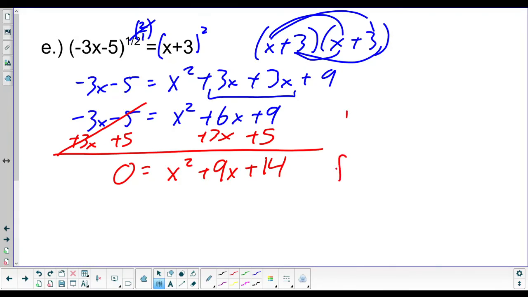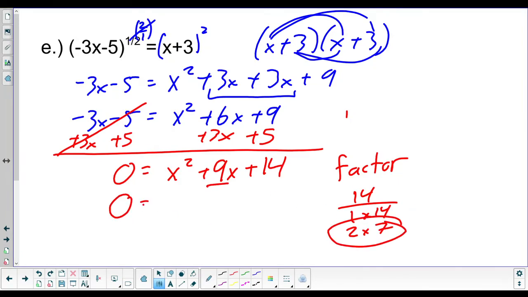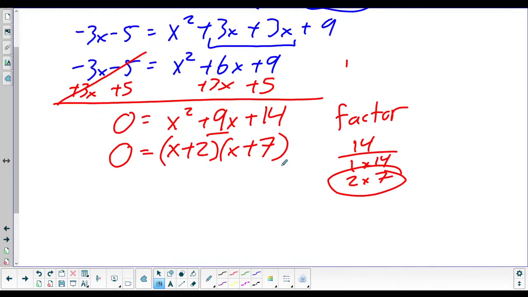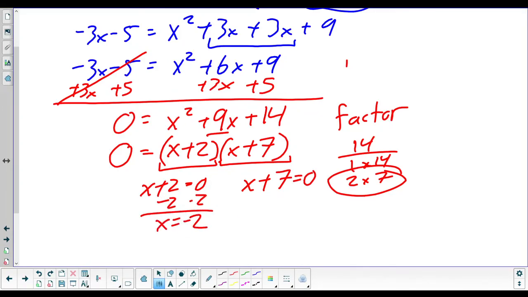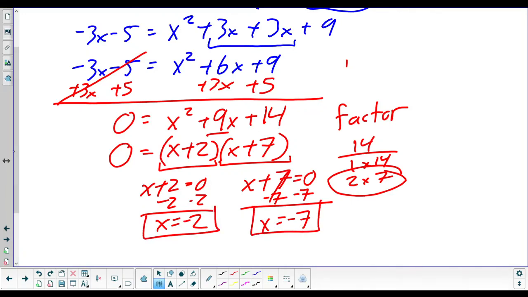And now we try and factor. So for 14, our factors are 1 and 14 and 2 and 7. To get 9, we're going to use 2 and 7. So this factors to x plus 2 and x plus 7. Now we set these factors individually equal to 0. So x plus 2 equals 0. x plus 7 equals 0. Subtract 2. x equals negative 2 is one of our proposed solutions. We're still going to have to check it though. And then x equals negative 7 is one of our other possible solutions. So we're thinking our solutions might be x equals negative 2 and x equals negative 7.